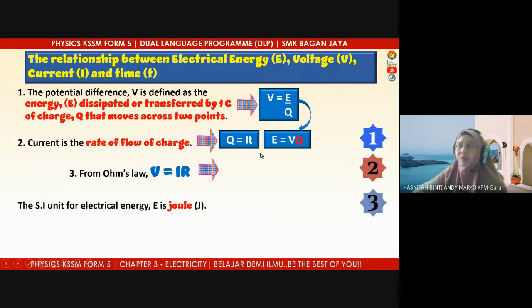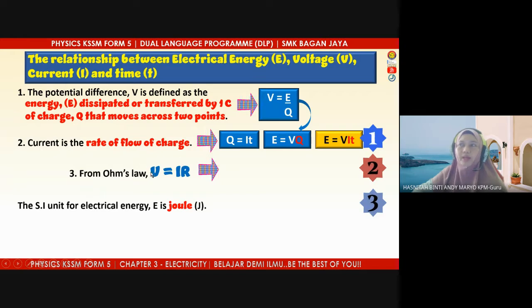Okay, and then these two equations we can combine, where Q here can be written in terms of IT. So what will be the product here? Can you tell me what equation we can derive from the combination of these two equations? Okay, E equal VIT. Yes, very good. So this is the first equation relating electrical energy, voltage, current, and time: E equal VIT.